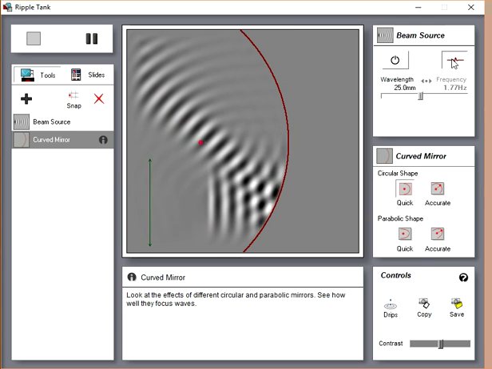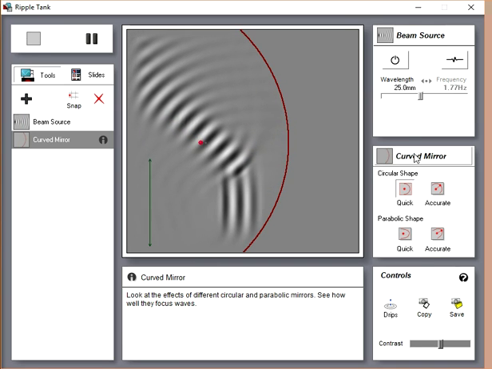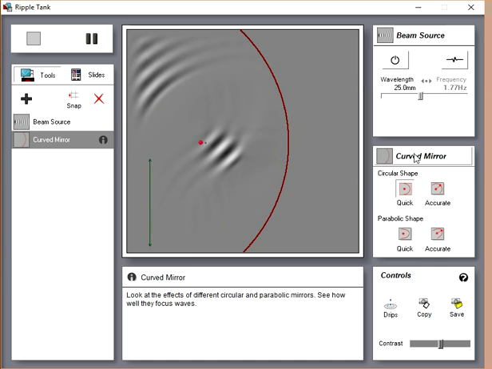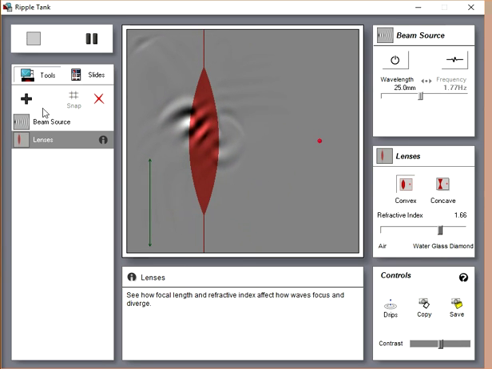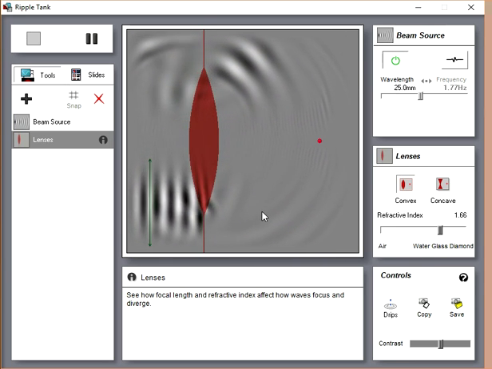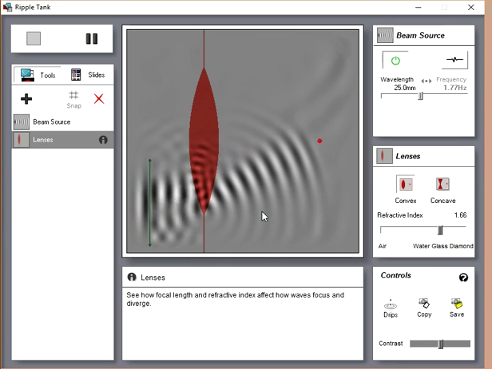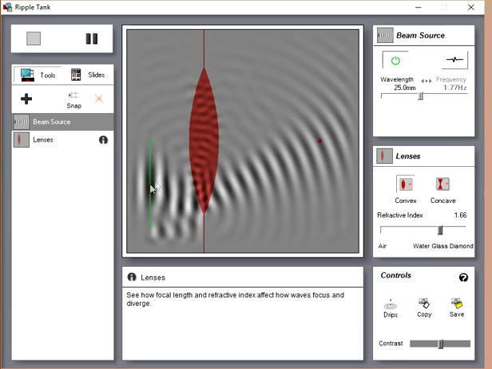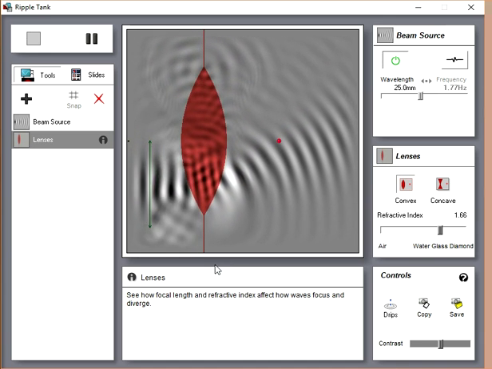You can also send a pulse of waves. This can make it a bit easier to see what's going on. You can also investigate lenses. You can adjust the focal length of the lens and see what happens to the ray.